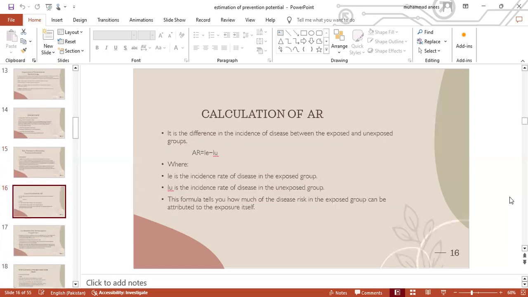How are we going to calculate an attributable risk? It is the difference in the incidence of the disease between the exposed, that is IE, and unexposed, that is IU. Where IE is the incidence rate of disease in the exposed group, IU is the incidence rate of disease in the unexposed group. So this formula tells you how much of the disease risk in the exposed group can be attributed to the exposure itself.